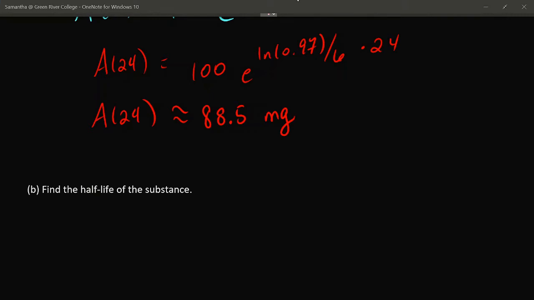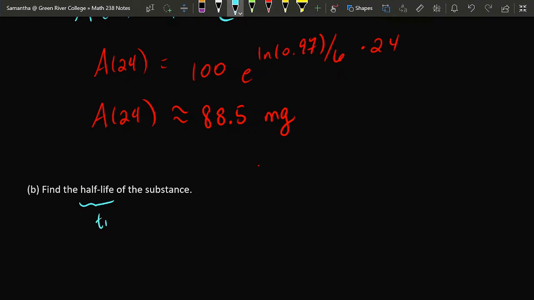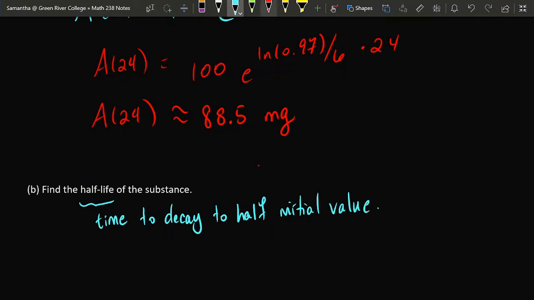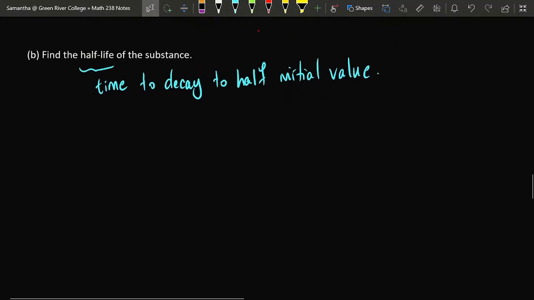Follow-up question, what is the half-life of this substance? Now the half-life of a substance is the amount of time that it takes for a quantity to decay to half of what it originally was. So our substance initially had 100 milligrams, and we are now interested in what time would correspond to having half that, to having 50 milligrams.